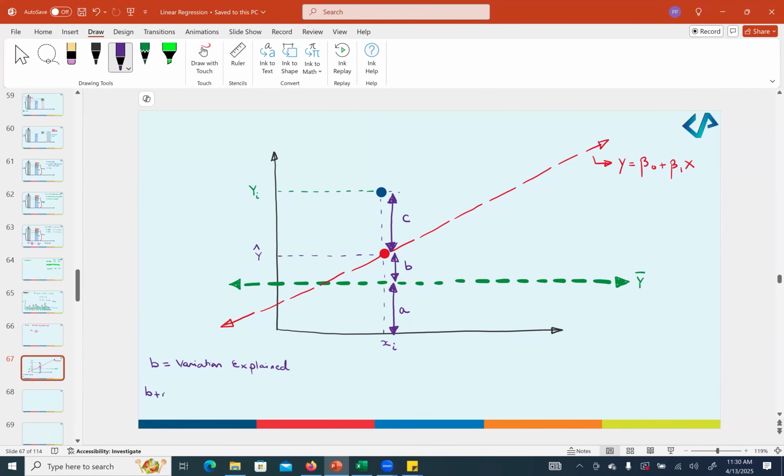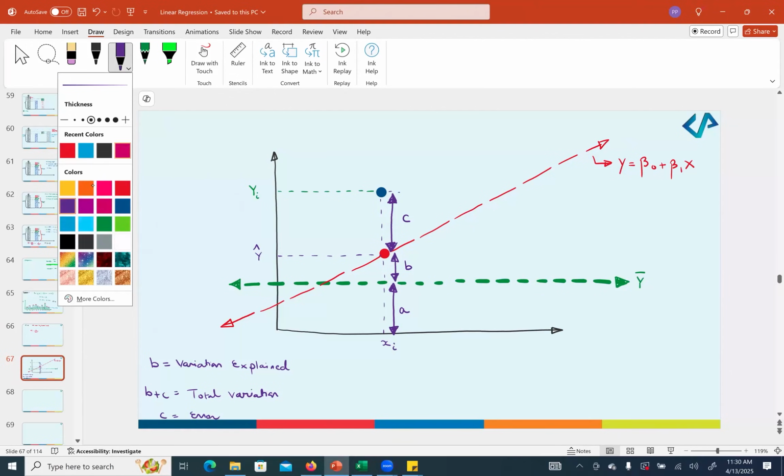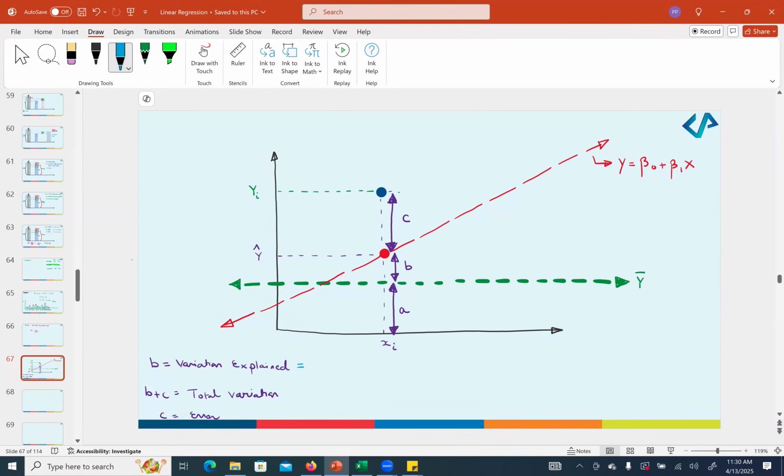B plus C was total variation. And C was the error. Right? There is one more terminology for this, which is B is called SSR. This is called SST. And this is called SSE.